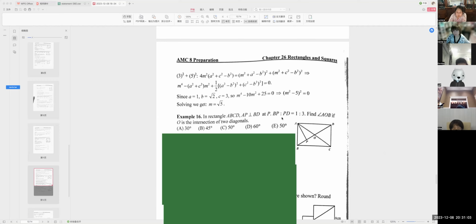So we have ABCD and AP is perpendicular to BD. Okay, so let's take a look at this one. So these two are square to each other. So BP to PD is 1 to 3. So this is 1, this is 3. Find the angle AOB if O is the intersection of the two diagonals. If this is one part, this is three parts. And we know that this is one part, this is also one part, correct? So immediately you find out BO equals half of the AB because this one will be 2 parts, this is 2 parts. So that's why it's exactly 60 degrees.